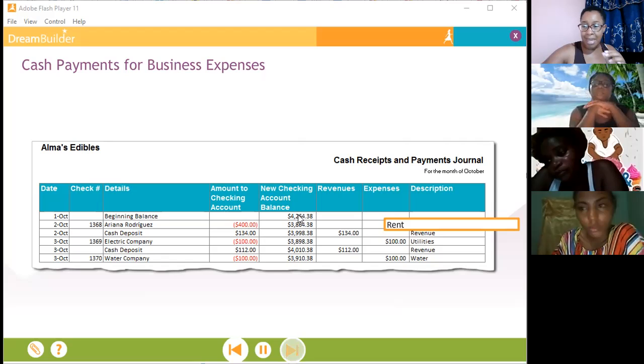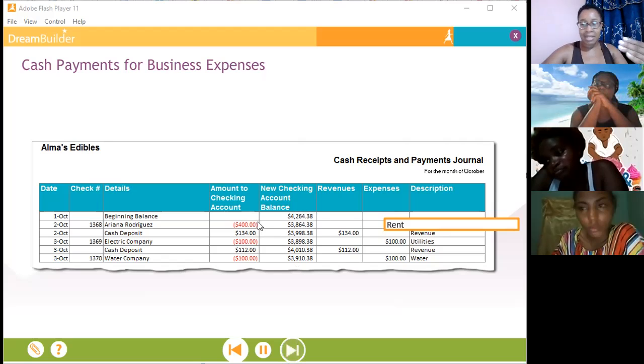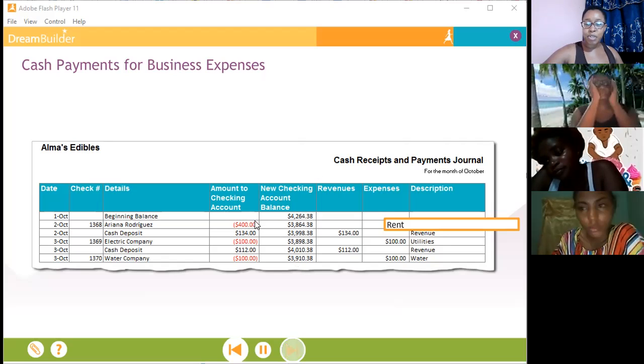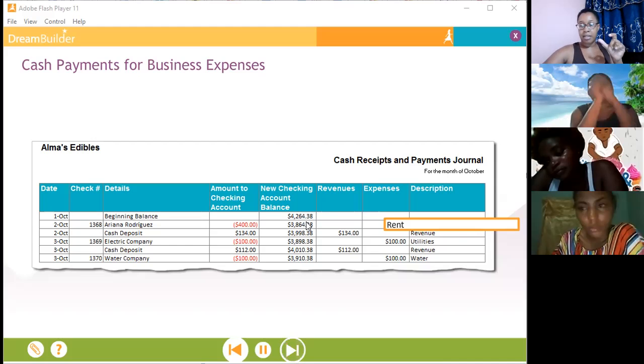So your starting balance before your transactions start for the day, your last balance, would go here, which would be your beginning balance. And then you start your transactions. In this case, money went out. That's the very first transaction for the day. From the $4,264.38 she started off with, when the money went out, she had to subtract $400 from her beginning balance, and that now left her with $3,864.38.